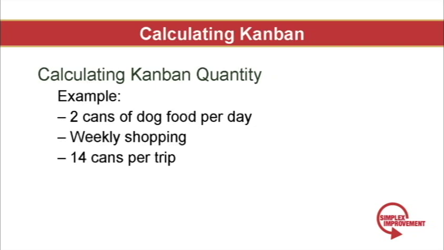This makes sense because Apple eats 2 cans a day. So let's say I shop on Saturdays. If I buy 14 cans and 2 cans are consumed per day, by the time next Saturday rolls around, I'll have 0 cans and it's time to buy more.